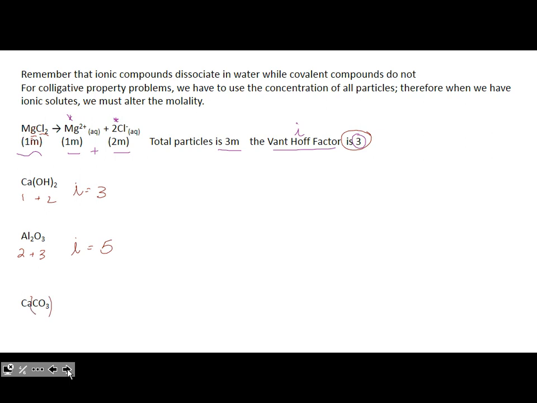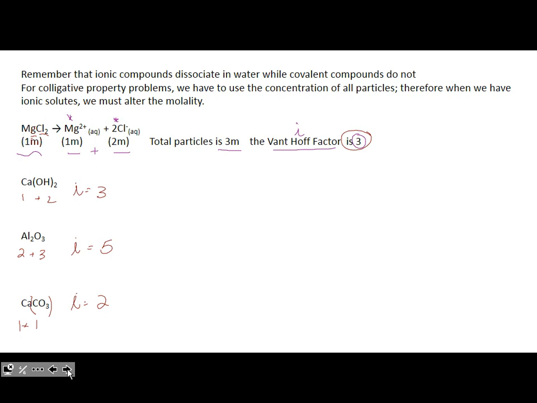So students often look at that and they're like, oh, the Van't Hoff factor is 5. Oh, the Van't Hoff factor is 4. You know, because they'll go, oh, 3 oxygens, 1 carbon, 1 calcium. But remember, ionic compounds only have a positive ion and a negative ion. In this compound, the positive ion is calcium, and there is 1 of them. The negative ion is carbonate, and there is only 1 of those. So 1 plus 1, the Van't Hoff factor here is 2.